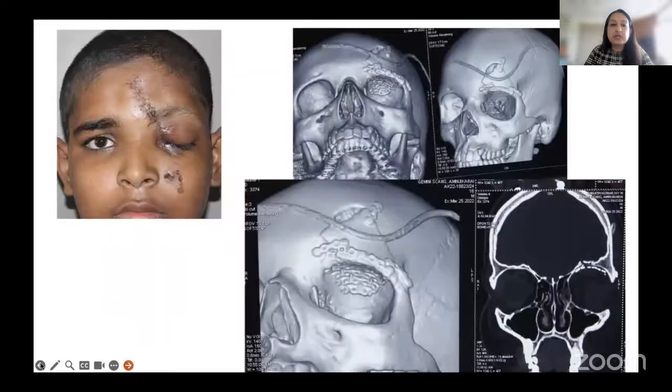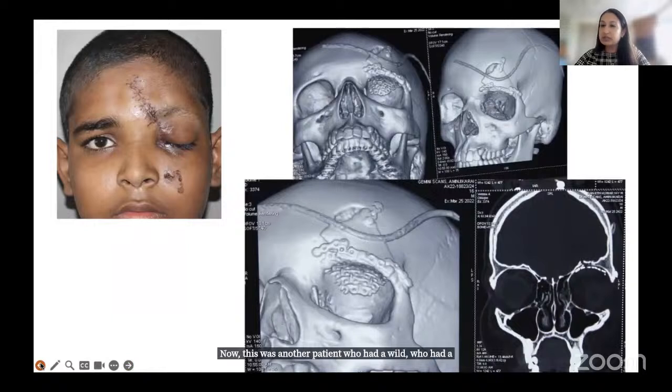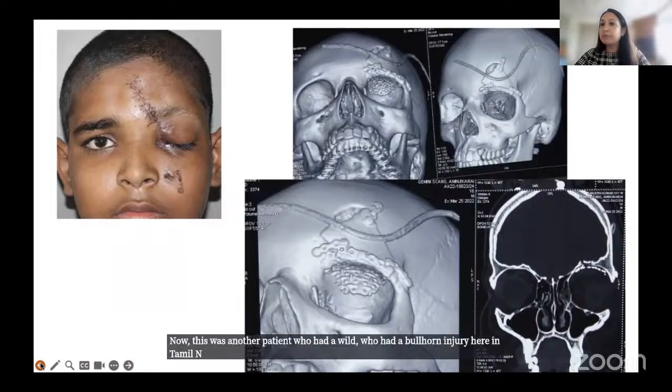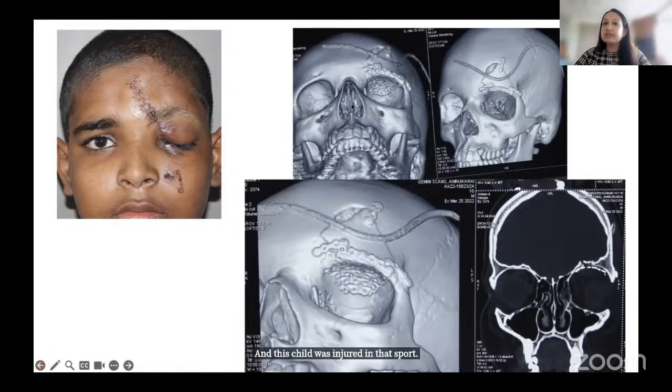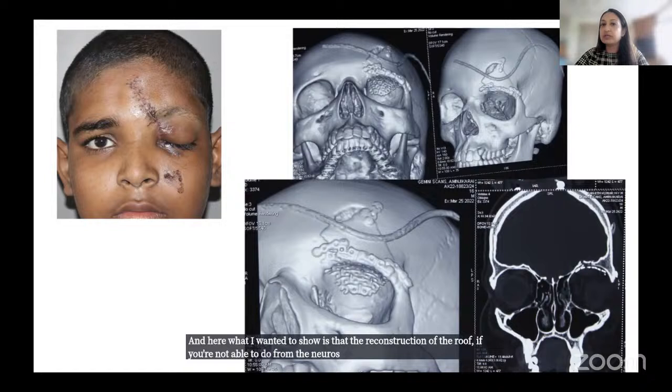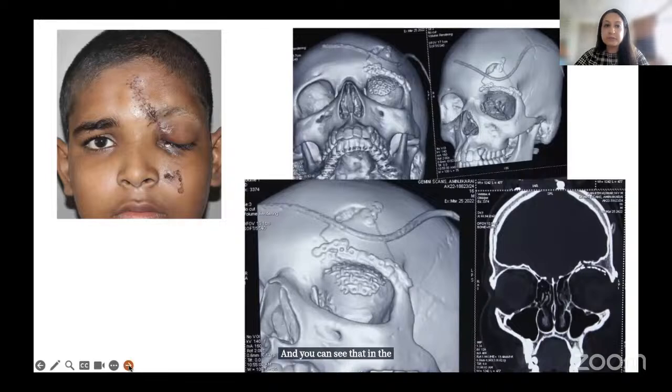Now, this was another patient who had a bullhorn injury. Here in Tamil Nadu, there is a bullfighting sport which is very popular called Jallikattu, and this child was injured in that sport. And here what I wanted to show is that the reconstruction of the roof, if we are not able to do from the neurosurgery side, we can also place in a titanium mesh from the orbital side, and you can see that in the coronal images.